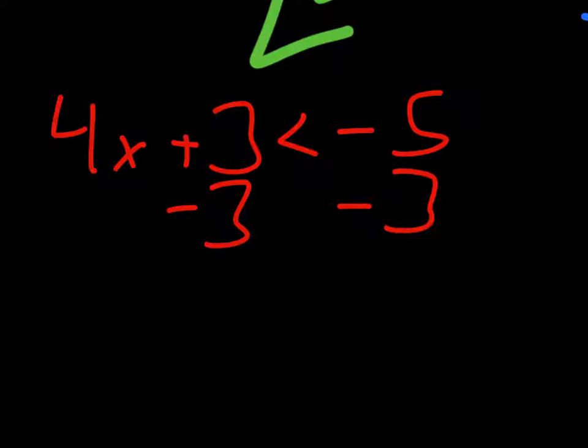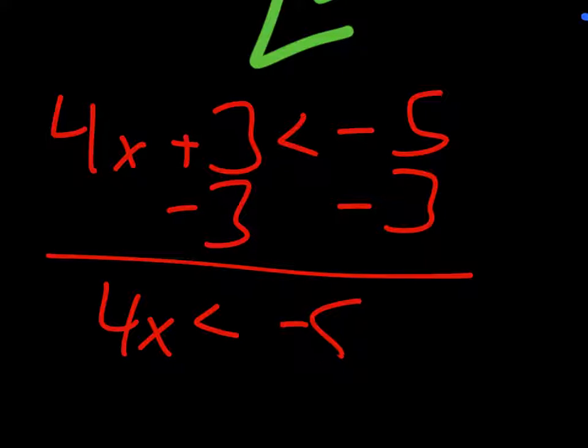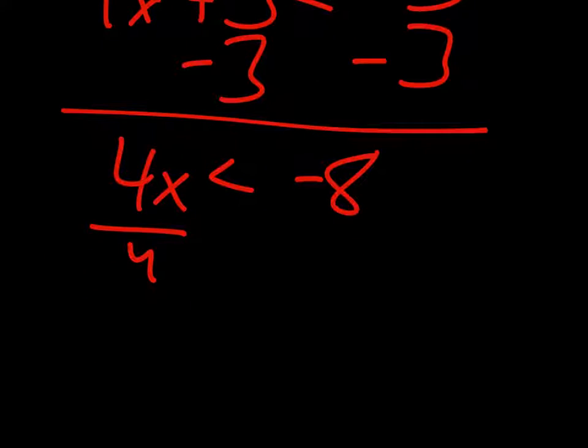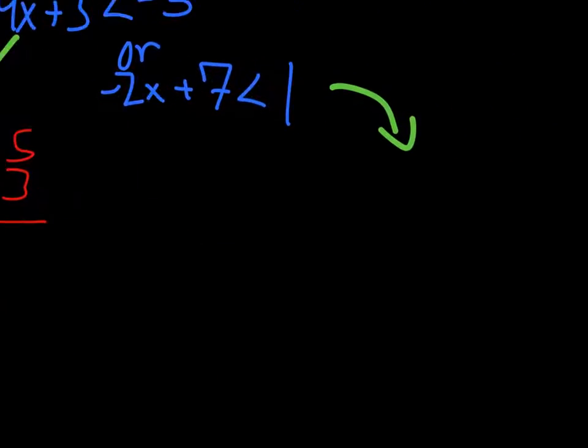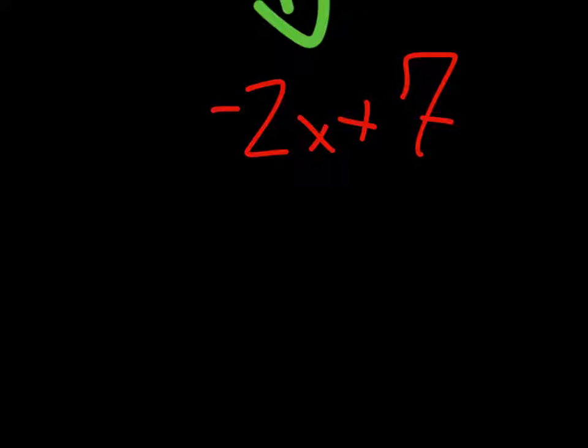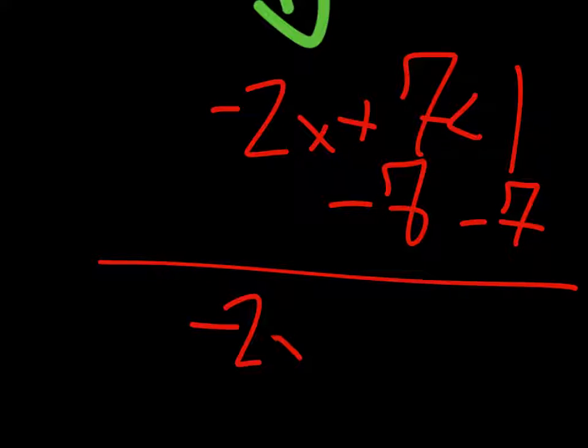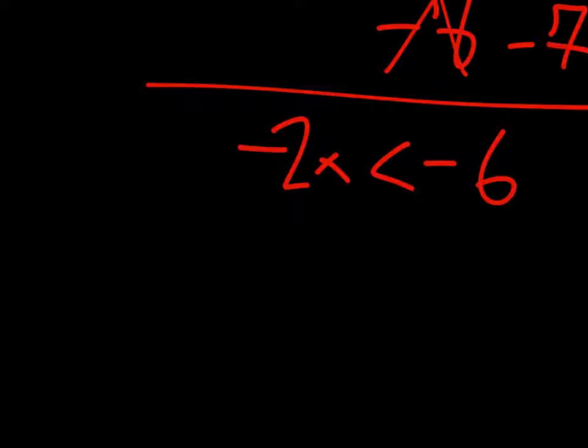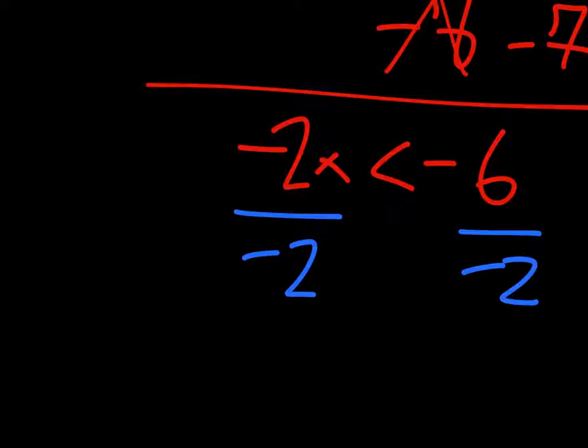Subtract 3 on this side. We have 4x is less than negative 8. Divide by 4 on both sides. We get x is less than negative 2. And then over here we get negative 2x plus 7 is less than 1. Subtract 7 on both sides. Negative 2x, this cancels, remember, less than negative 6. Now, we are dividing by a negative, so now we're going to divide by negative 2 on both sides. This will now flip. Now it's x is greater than positive 3.